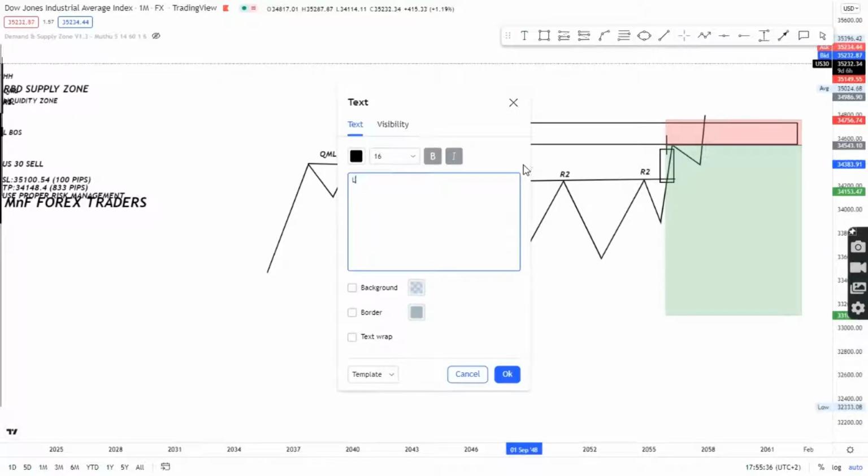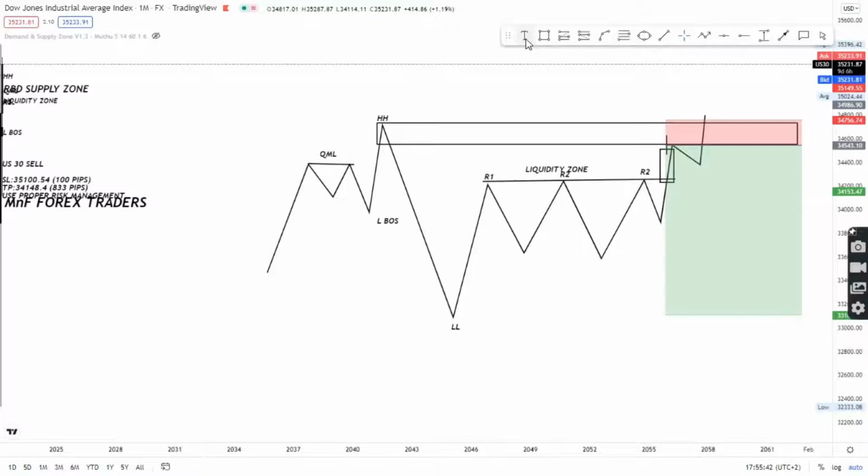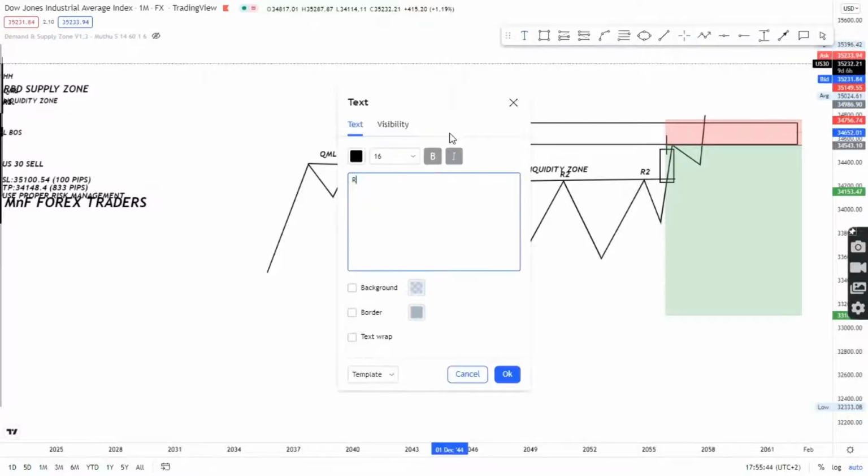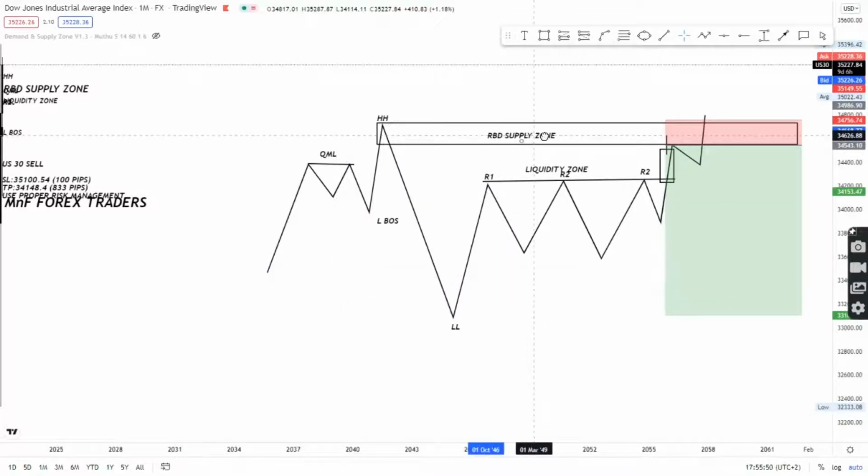This is liquidity. So you always have to make sure that this zone is taken out. And then the next is RBD. RBD, which is rally based drop supply zone, right here. Yeah. So this is what we had right here.